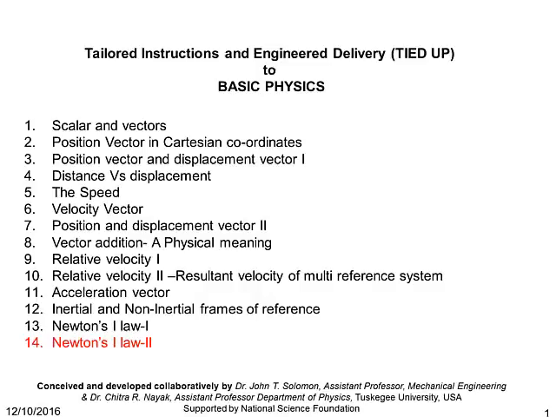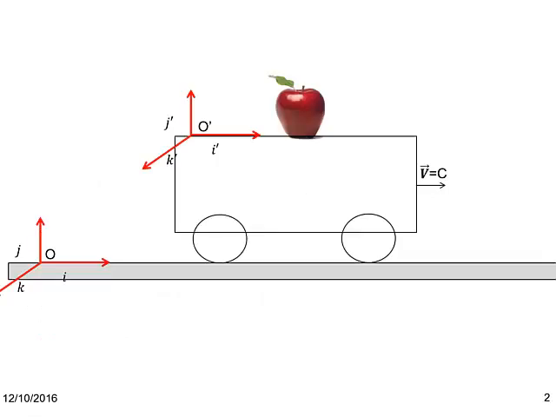Hello and welcome back. In this video we continue our discussion on Newton's first law of motion. Consider the example discussed in the previous video. Imagine that an apple is at rest on a cart moving at a constant velocity.